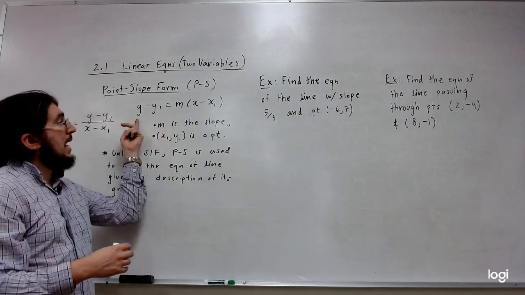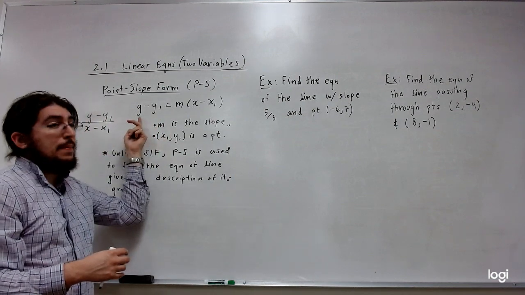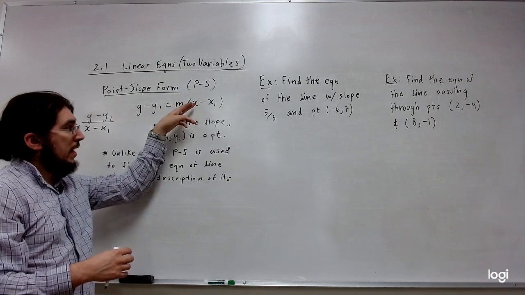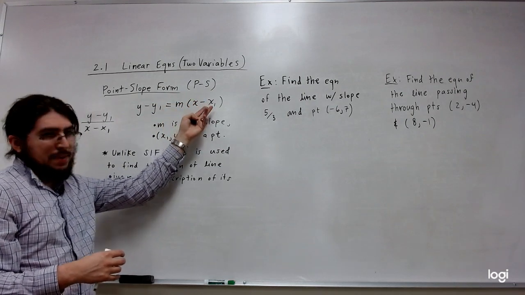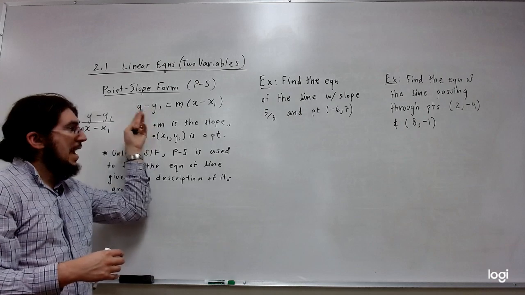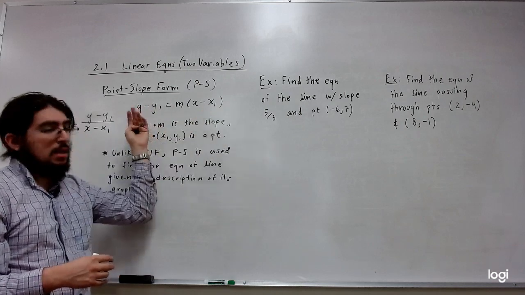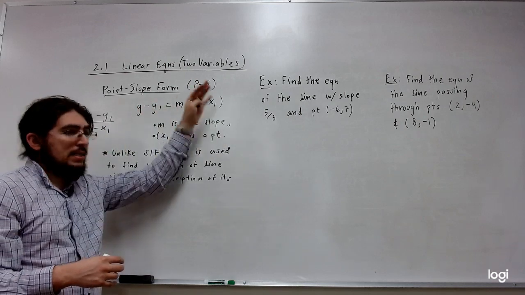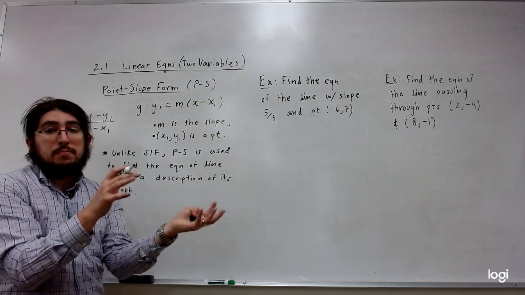Moreover, if we were to isolate y, notice what happens. You distribute m, okay, so you get mx minus mx1, that's just a number. Add y1 to the other side to get y by itself. So you get mx plus some junk. That junk ends up being b, as it turns out.